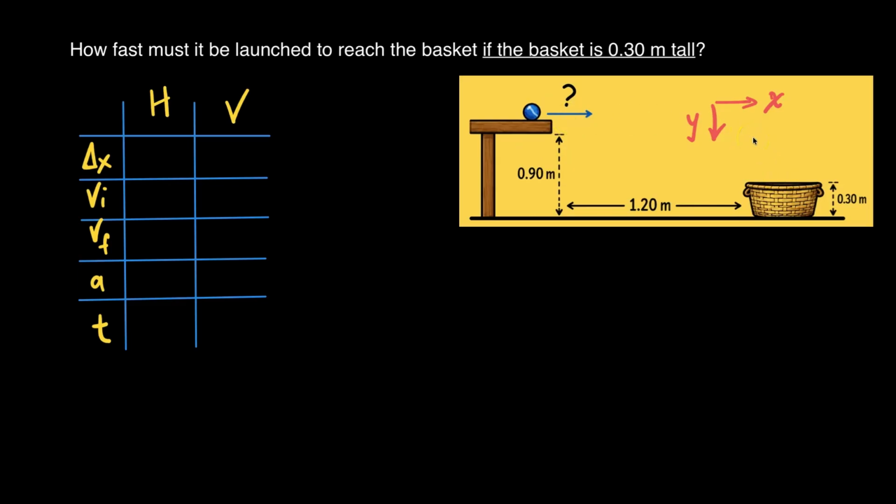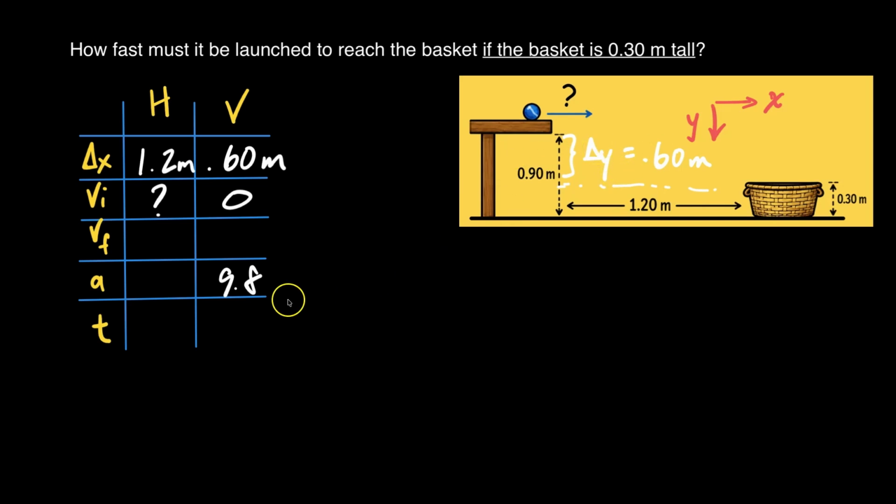First, we're going to once again define our positive direction, positive x to the right, positive y down. And then we need to determine the vertical displacement. We know that the tabletop is 0.9 meters above the ground and the basket is 0.3 meters tall. So we're going to subtract that, and that will give us the vertical displacement. So now we're going to fill out our variables chart. Our horizontal displacement is 1.2. Our vertical displacement is 0.6. Initial velocity is 0 vertically because it's only moving horizontally, and our acceleration is 9.8 because we made down positive.